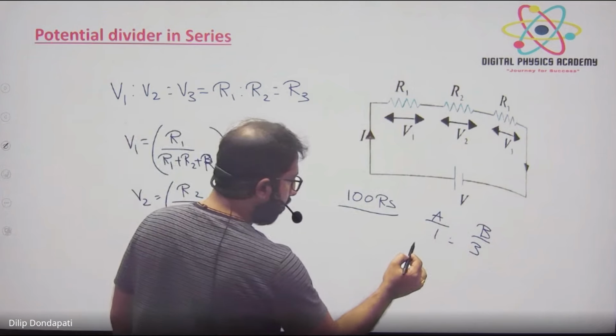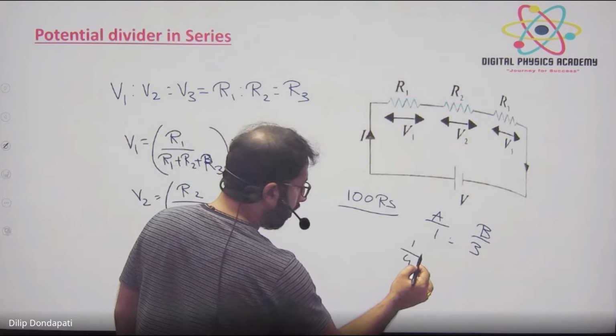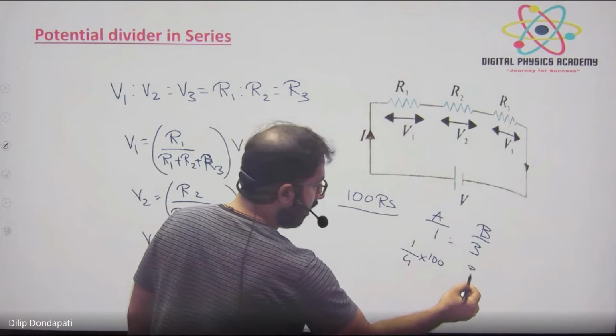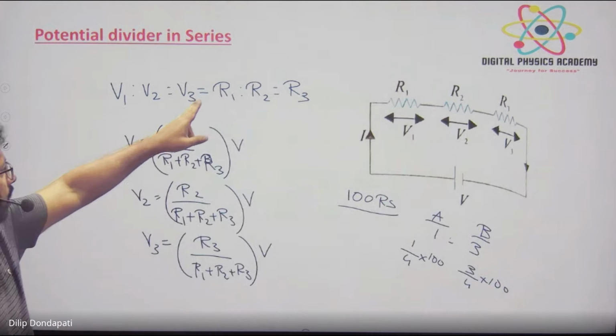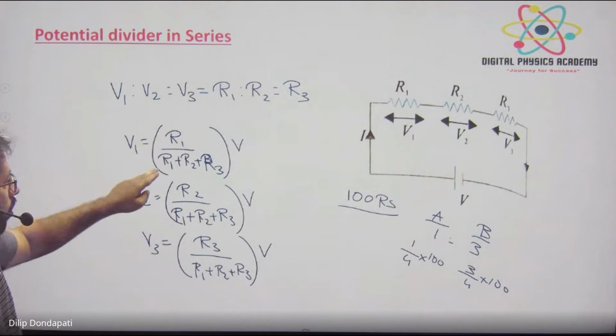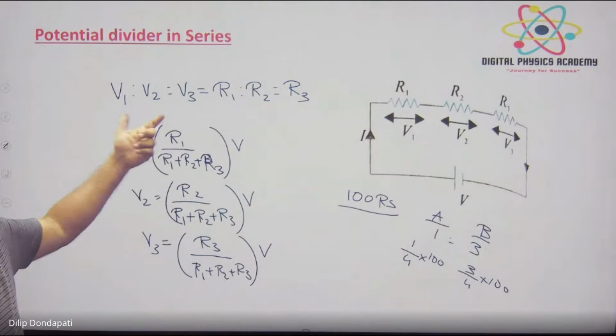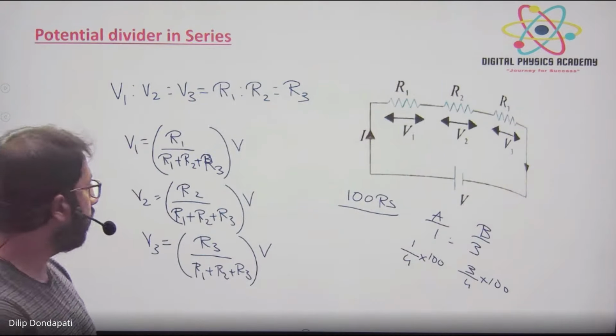Why? 1 by total 4 times 100. And this is 3 by 4 times of 100. Same way, मतलब in the ratio this one, right? So R1 by total times total voltage. We have to split, right? This is called potential divider rule.